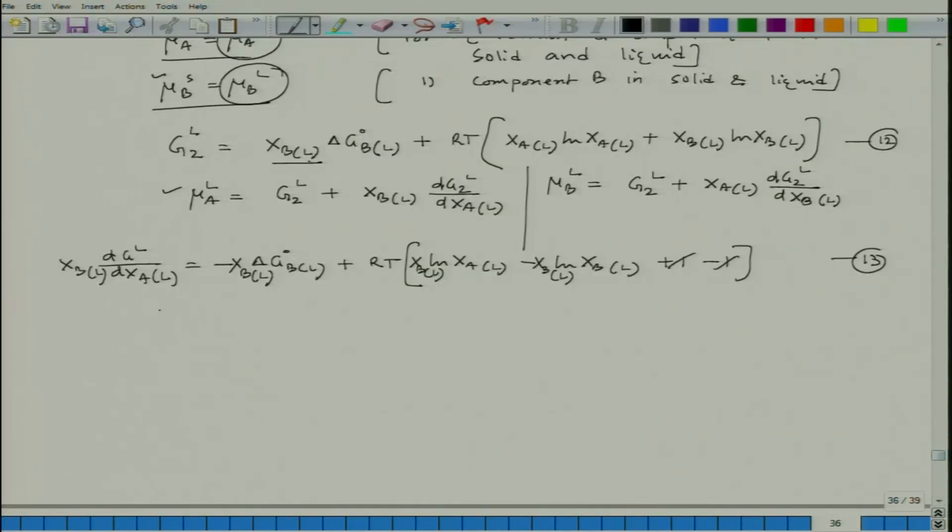If I add equation 12 and 13, we would get mu A liquid equal to, so this term would get cancelled and this term would get cancelled. So, we would get RT ln XAL.